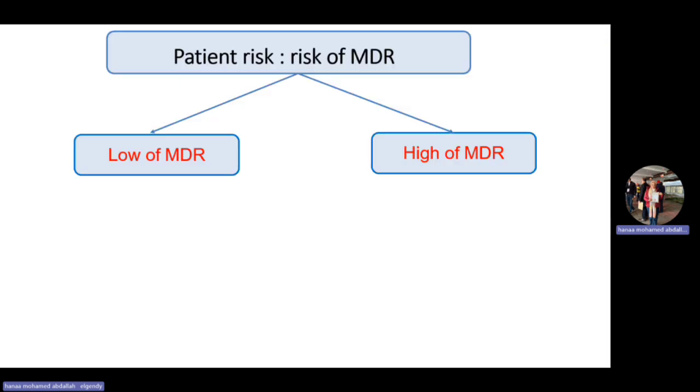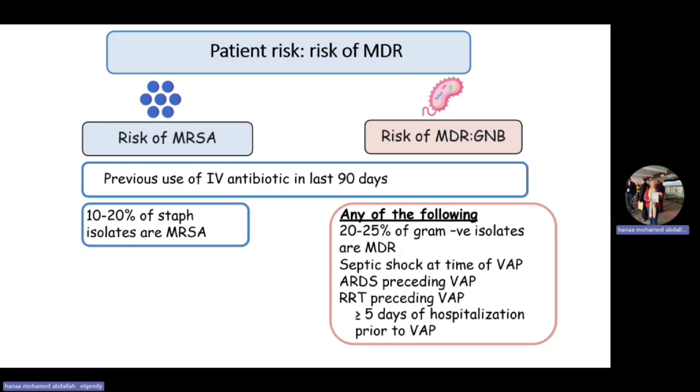For the patient risk of MDR, either low risk of MDR or high risk of MDR. Is it risk of MRSA, or risk of multi-drug resistant gram-negative bacteria? For both groups, there is high risk if there is previous use of intravenous antibiotic in the last 90 days. For risk of MRSA, as we said, 10 to 20% of the staph isolates are MRSA, or the patient has a previous colonization of MRSA within the last 1 year.